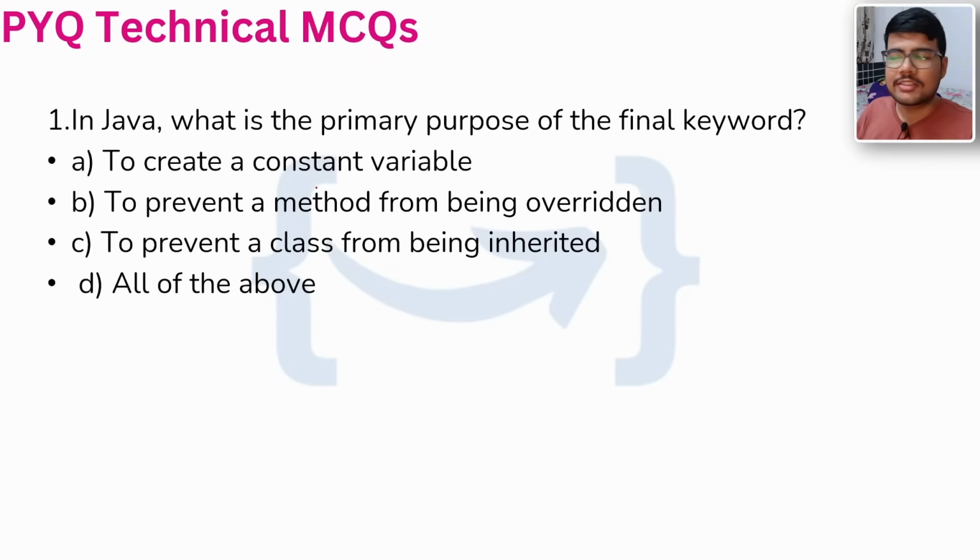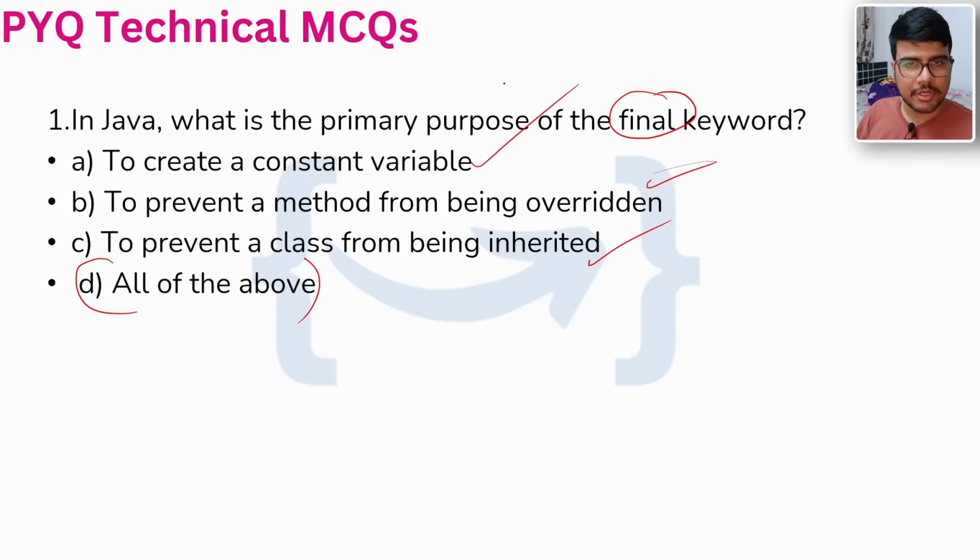So let's start with PYQs of technical MCQs. In Java, what is the primary purpose of the final keyword? If you know the final keyword, it basically makes something constant and even prevents something from being overridden. To create a constant variable, yes. To prevent a method from being overridden, yes. To prevent a class from being inherited. Cool, so all of these make sense for this particular question.